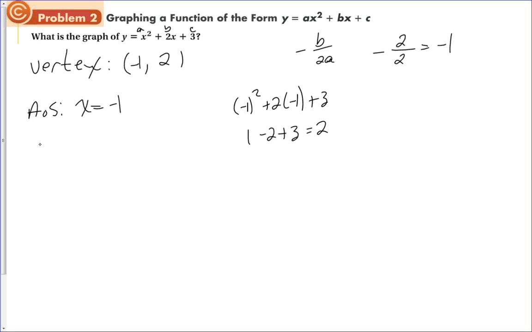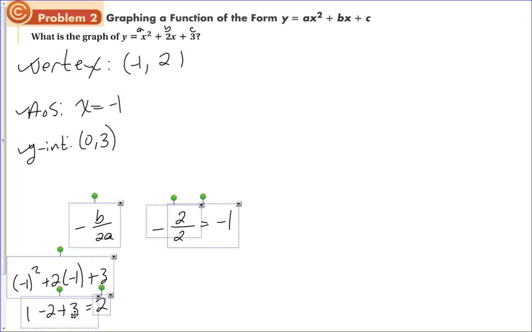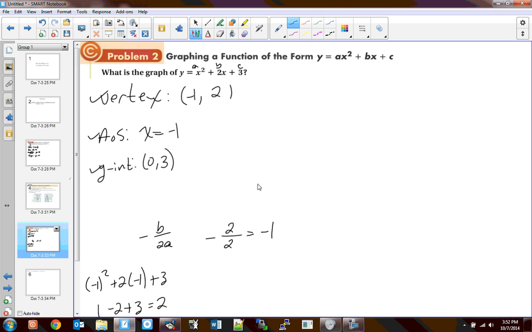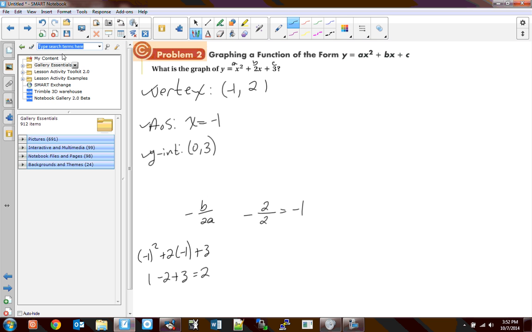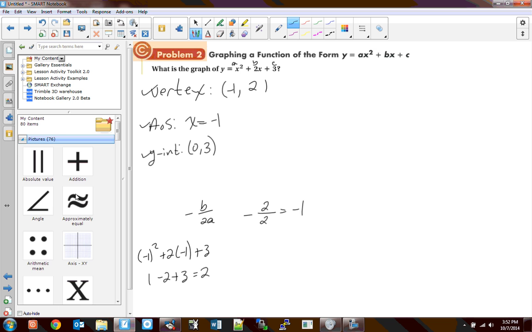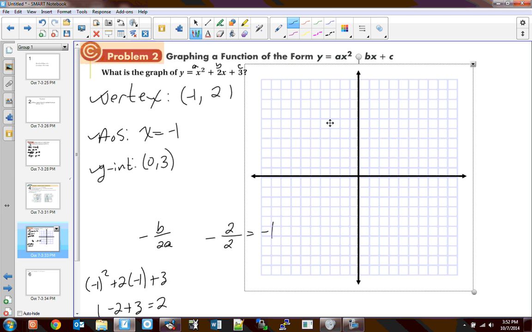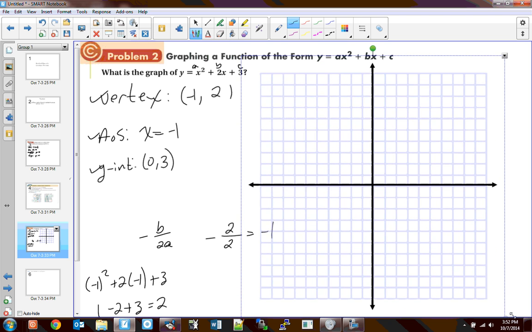Next thing, let's find our y-intercept. Our y-intercept is simply 0, c. So that's 0, 3. Now we have our vertex, our axis of symmetry, and our y-intercept. So let's graph this. I'm going to move this out of the way, put it down here so you can still see it. And let me get a coordinate grid here real quick. There we go. I forgot to put this in when I was setting all this up.